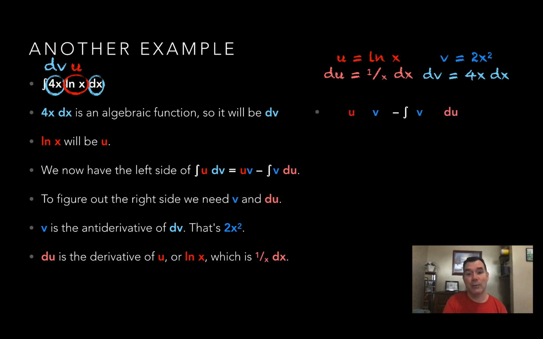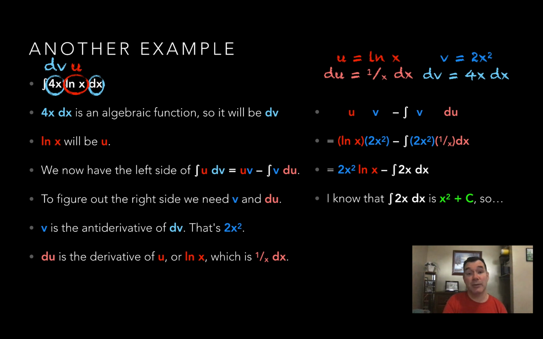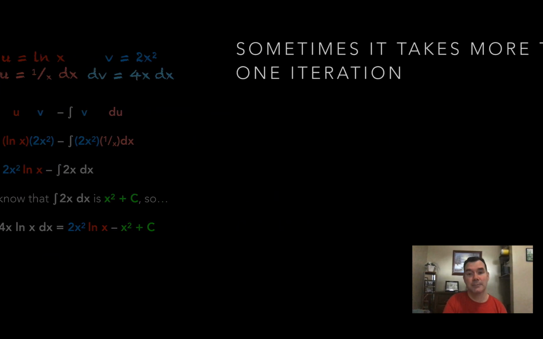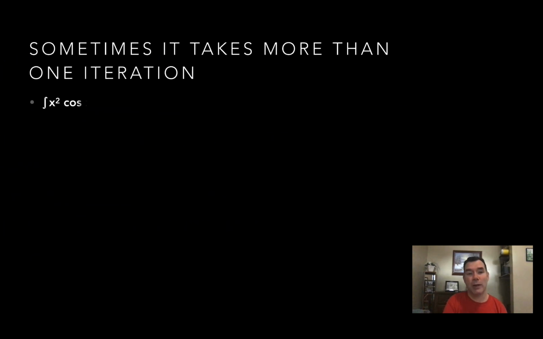Now I'm ready to write the right-hand side, which is uv minus the integral of v du, and I just plug things in. u is natural log of x, v is 2x squared, minus the integral of v du, which is 2x squared times 1 over x. And I can actually simplify that. That's just 2x dx. And so now all I have to do is figure out the antiderivative of 2x. That's x squared plus a constant. So my final answer is 2x squared times the natural log of x minus x squared plus c, and that question is done.